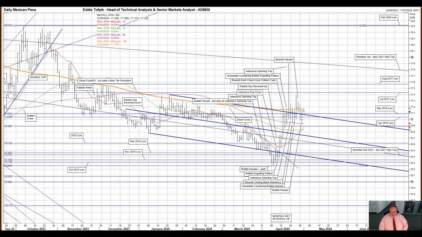So far today, a test up to the overhead gold highlighted long moving average, but also a pullback lower away from it, though not far enough to threaten the March 2016 low as yet.